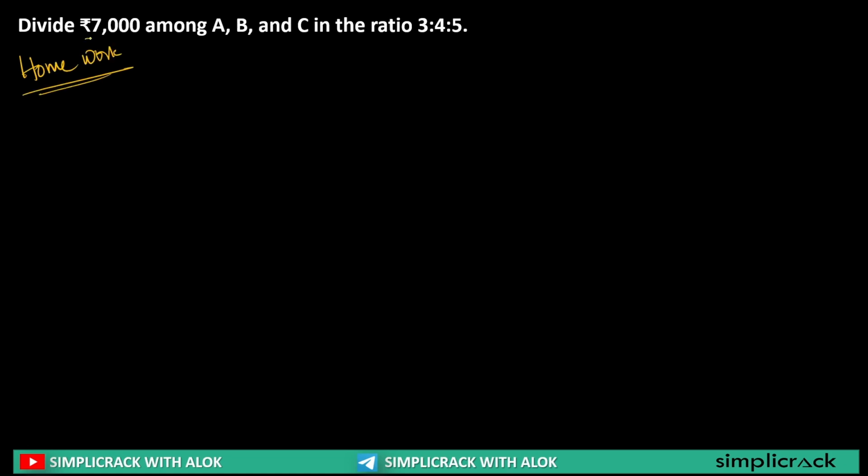What it has written: divide 7000 among A, B, C in the ratio of 3 is to 4 is to 5. You have to find out the total number of parts, then you can find out the ratio.